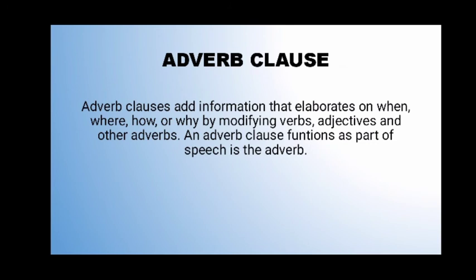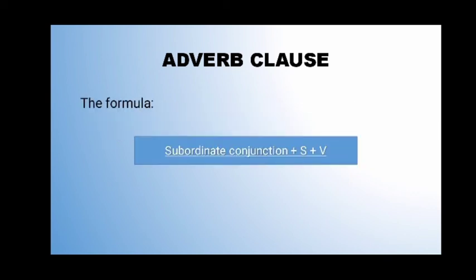Adverb clause adds information that elaborates on when, where, how, or why by modifying verbs, adjectives, and other adverbs. An adverb clause functions as the part of speech adverb. The formula of adverb clause: subordinating conjunction plus subject plus verb.